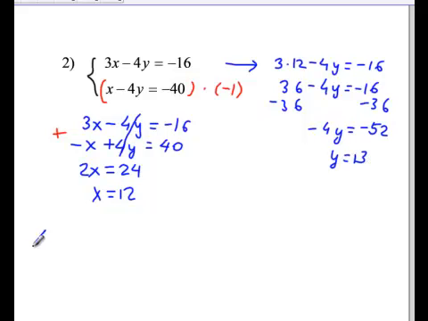I'm pretty confident in my answers. And the answer, let's recall, is supposed to be the ordered pair 12 and 13. And you must check it. Don't forget, I'm not going to spend my time on this, but you're supposed to check it.